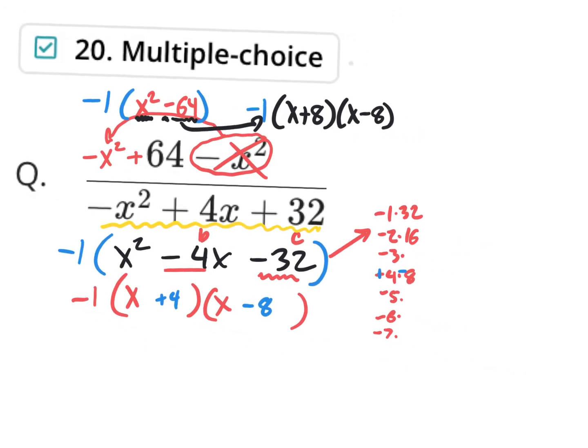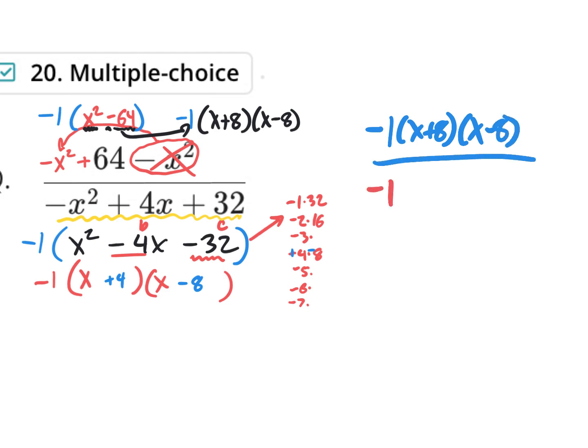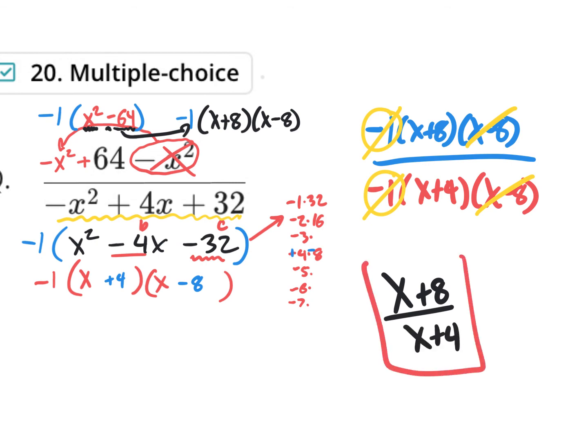To make this look a little nicer, I think I'm going to rewrite what I have so far. So up on top, I have a -1 times x plus 8 times x minus 8. And on the bottom, I have the -1 times x plus 4 times x minus 8. And what could cancel out? Well, the binomial x minus 8 cancels out for sure. This -1 up on top and that -1 on the bottom cancel out for sure. So what is my final answer? x plus 8 over x plus 4. That is it right there.